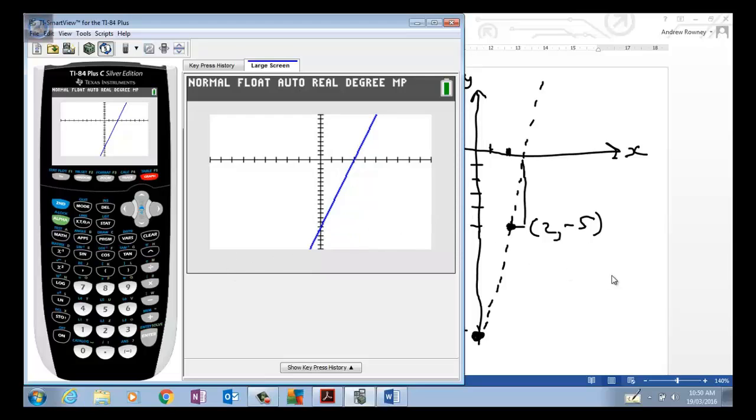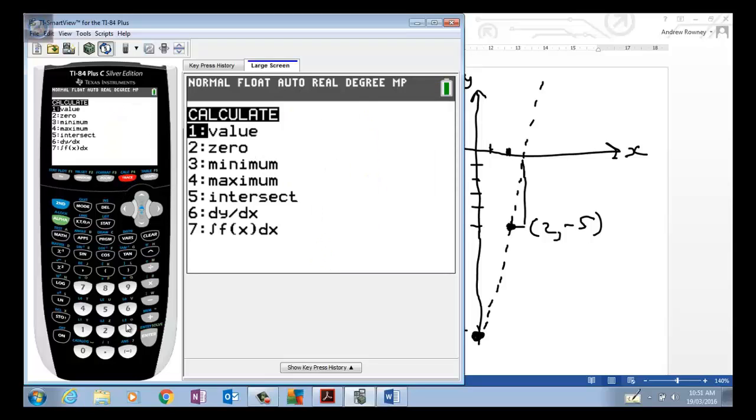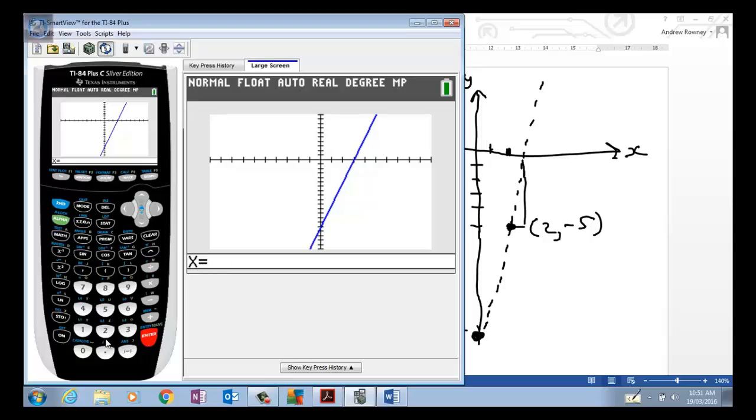Just to see that (2, -5) lies on that line, we can easily do this. Second calc, which is calculate a value, and we'll say what is the value when x is 2. Press enter, and it says it's minus 5. That's our point. (2, -5) lies on that line.